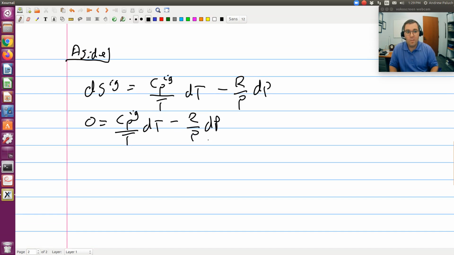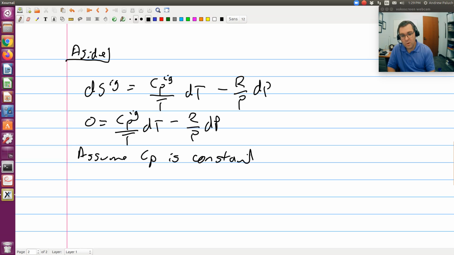Okay, but anyways, one common simplification would be to assume Cp is constant. And so if you had a very small temperature change, assuming Cp is constant might not be so bad. But let's just assume Cp is constant, work out an expression, and then talk about how you might estimate Cp. Okay, and so why might I want to assume Cp is constant?